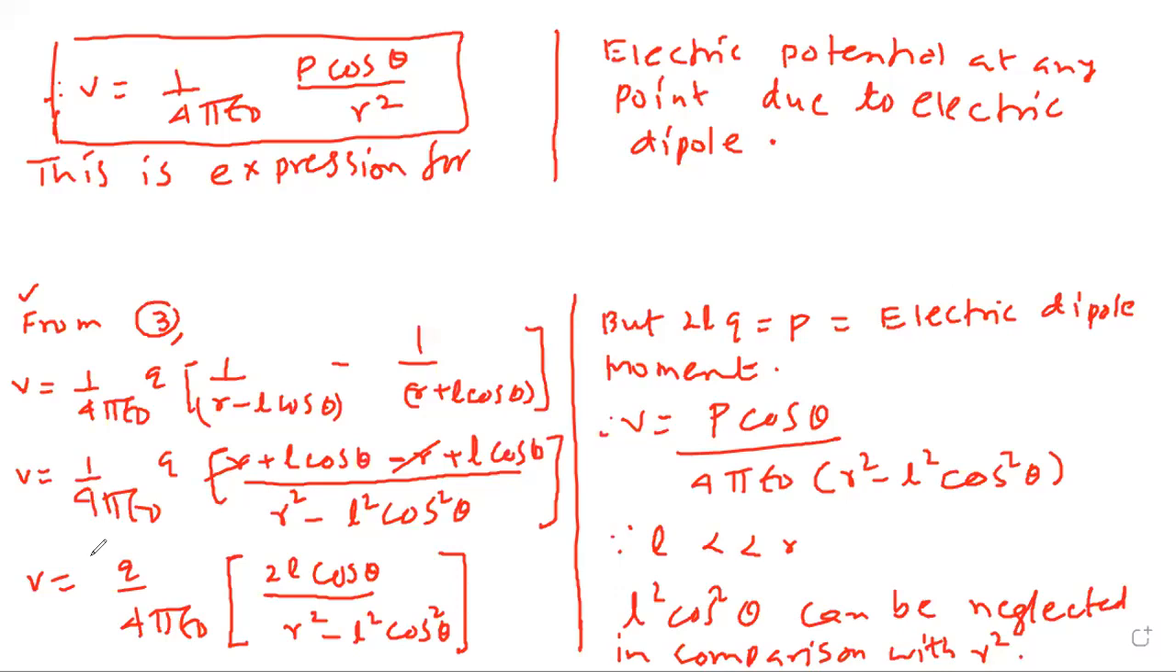See, the product of charge and the distance between them is called the electric dipole moment. So 2L was the distance between those two charges plus q and minus q. See, an arrangement of plus q and minus q separated by a distance 2L is called an electric dipole. So 2LQ I wrote as P. P means electric dipole moment, which is the product of charge into the distance between them. So V became P cos theta upon, denominator as it is, 4 pi epsilon, R square minus L square cos square theta. Now I think you have followed. Yes.